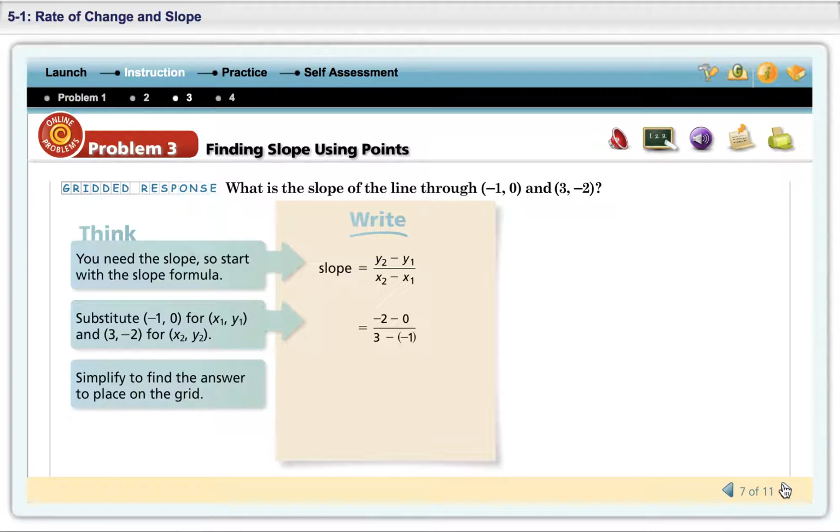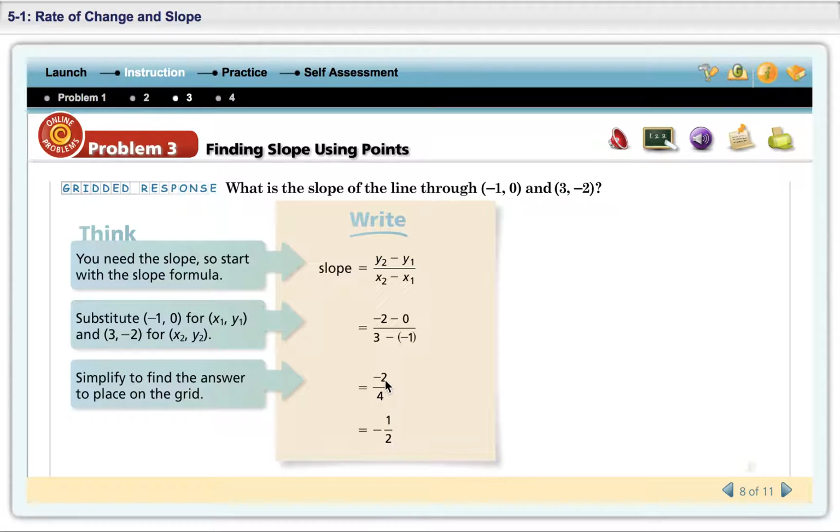Simplify to find the answer to place on the grid. For some reason, they're going to have this be like a fill-in-the-blank question. The grid is nothing that we're probably ever going to use, just so you guys know. The slope is negative 1/2. So negative 2 minus 0, right? Negative 2. 3 minus a negative 1 is positive 4. And when we reduce this, we want to make sure we always reduce it to the simplest form, which is negative 1/2.